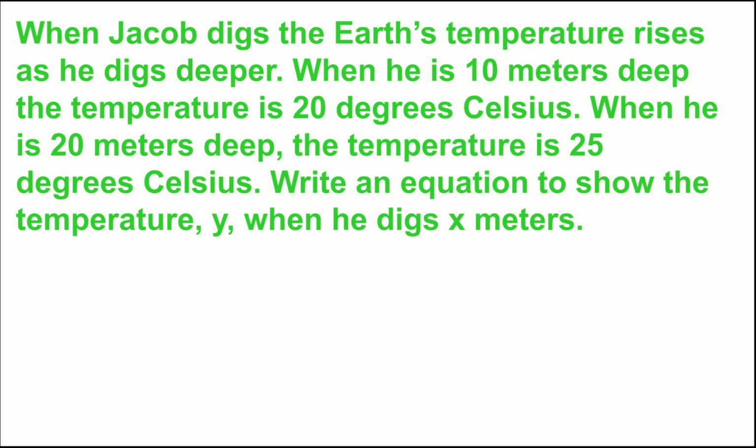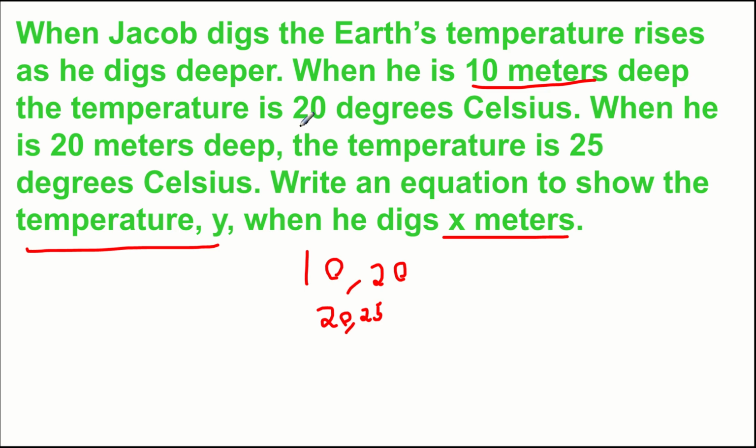Who thinks they can give me my 2 ordered pairs? David? Yeah, so we got 10 and 20, and 20 and 25. So it said X was meters and Y is our temperature. So we got meters, we got temperature. That's our first ordered pair. Second ordered pair, we got the meters, we got temperature. That's where that came from. Okay?